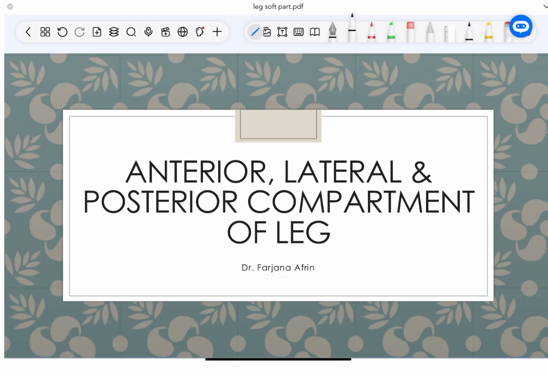Today my video lecture topic is the leg. In this video lecture I am going to describe the different compartments of the leg, anterior, lateral as well as posterior. Each compartment's muscle names, nerve supply, action and some of the clinical anatomy. So let's start.